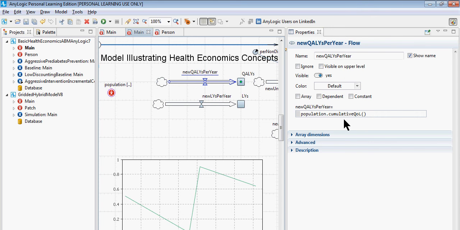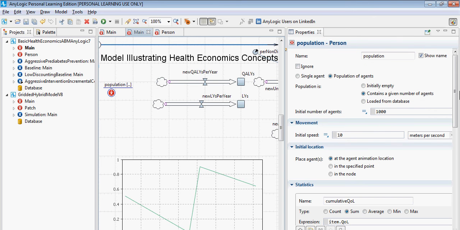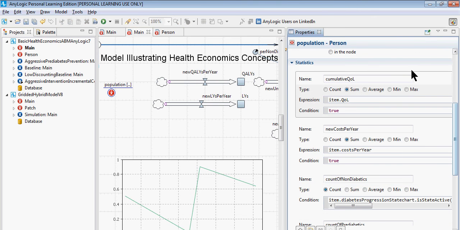Let's go over to Main, since these are in Main. Ladies and gentlemen, let's go down to Main. So if we go to Main, what we'll see is that there are these quantities accumulated. So there's a population of people, to be sure. And in fact, there are statistics computed on that population, such as cumulative cost, quality of life, cost per year, count of non-diabetics, count of pre-diabetics.